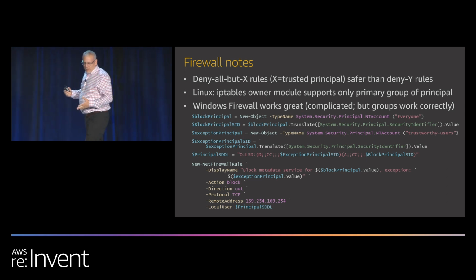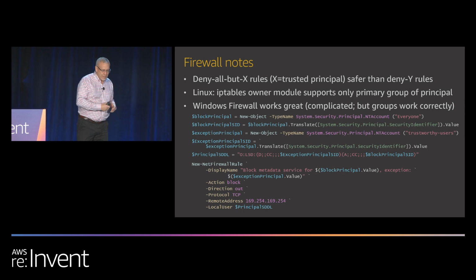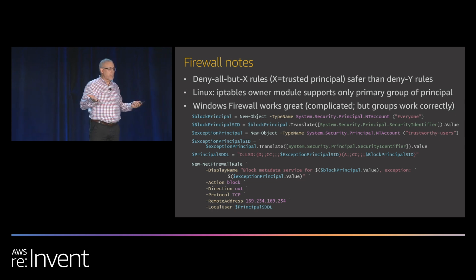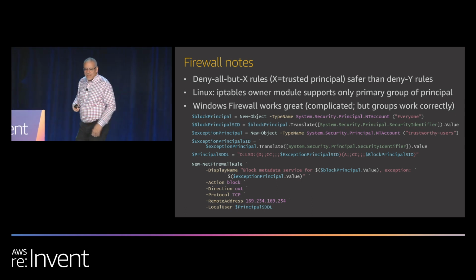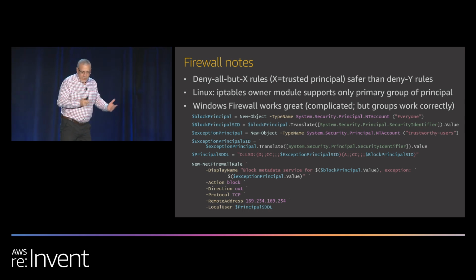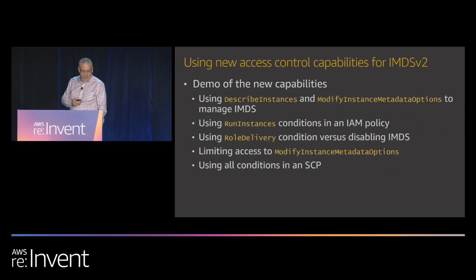So in this case, I've got this principal that I want to block, and I then use everyone, which means create sort of the default deny. And then I create another principal that I call trustworthy users. This is a regular Windows group, and in this case, group membership actually works properly. It doesn't matter whether it has 1 or 10 members or anything at all, because the Windows API doesn't have a concept of primary group membership. And then I create this firewall rule, which does just what you'd want it to do.